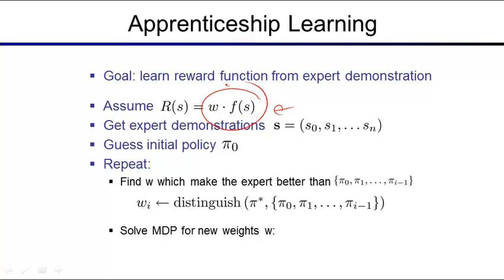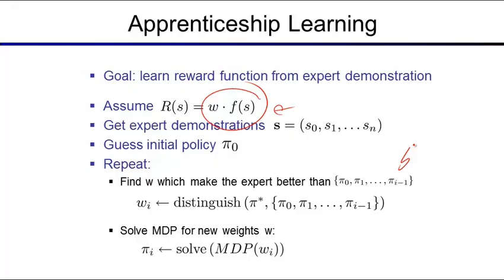Then you solve your Markov decision process for the optimal new policy, the optimal sequence of footsteps. That is your new control policy that might now be the best one. And you put that in your pool of alternative policies that you're willing to consider. And you repeat this process.